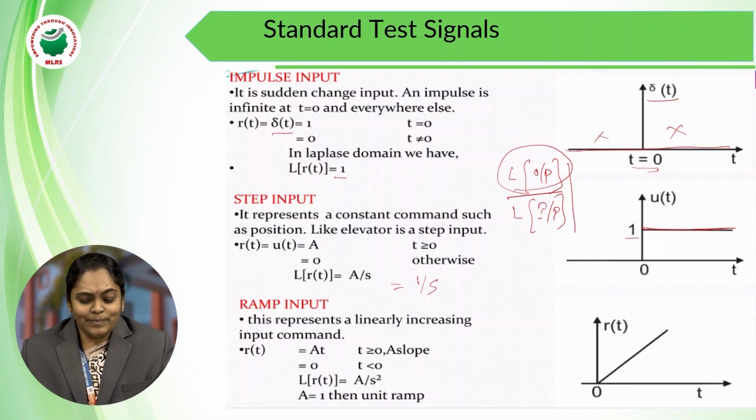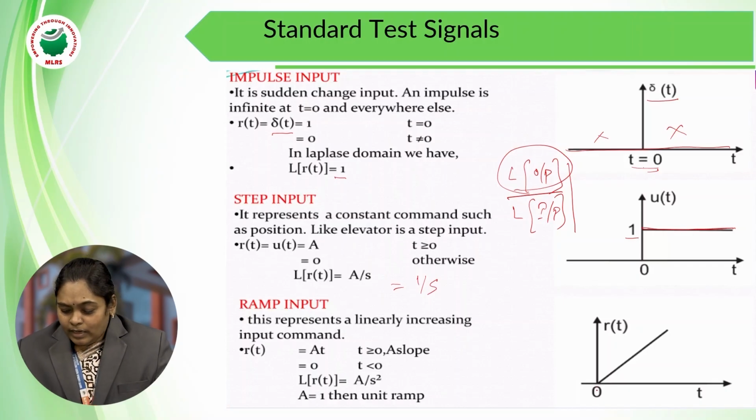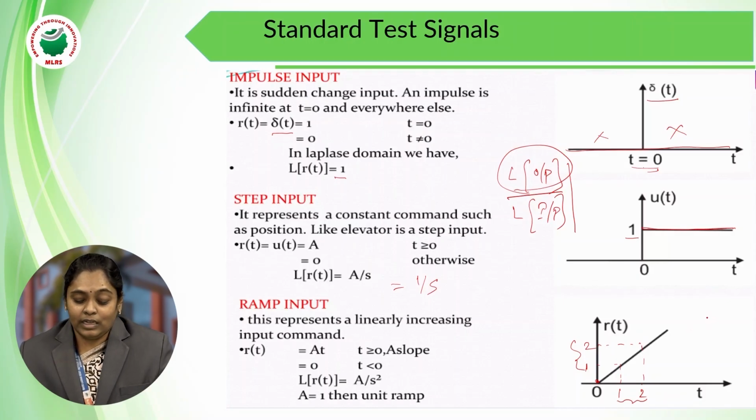Similarly, coming to the third step signal, which is nothing but a ramp input. In case of a ramp input, a signal which is linearly increasing with time is called a ramp signal. So in this case, at time t equal to 0, the amplitude of the signal is also 0. Let me assume that at t equal to 1, the amplitude will be 1. At t equal to 2, the amplitude will be 2. So the difference along the time axis is equal to the difference in amplitude. That is the reason it is called linear. As it is increasing, it is called linearly increasing.